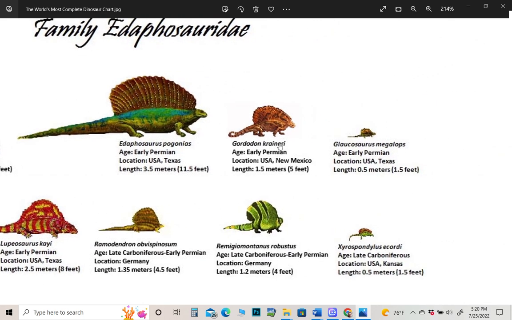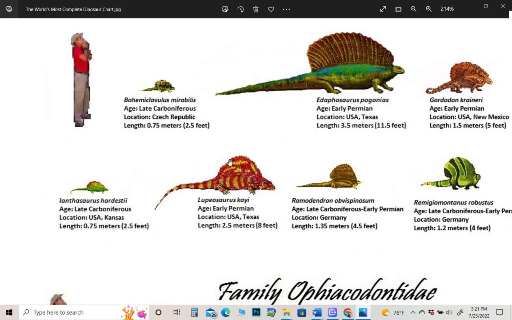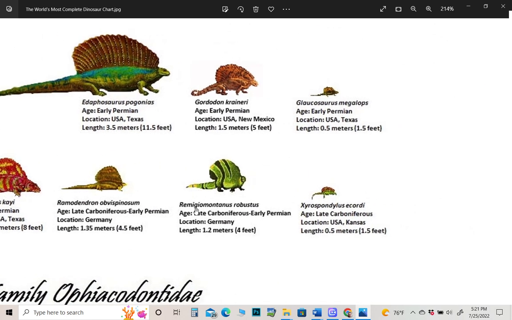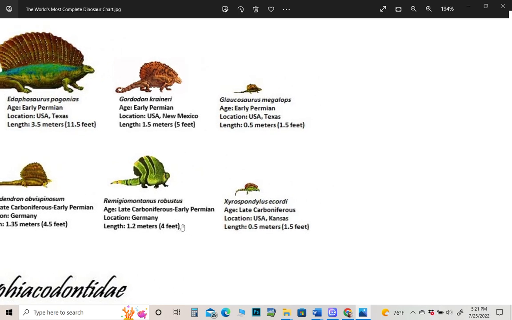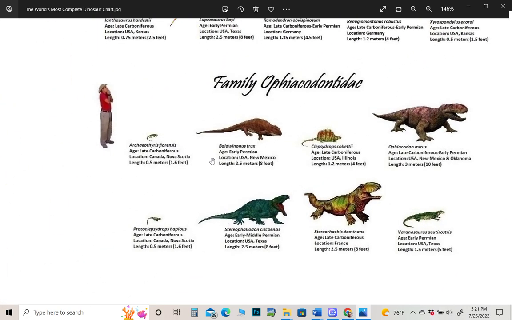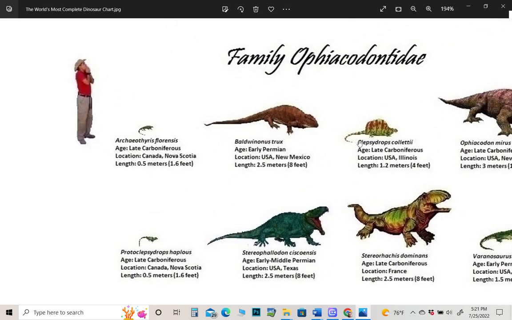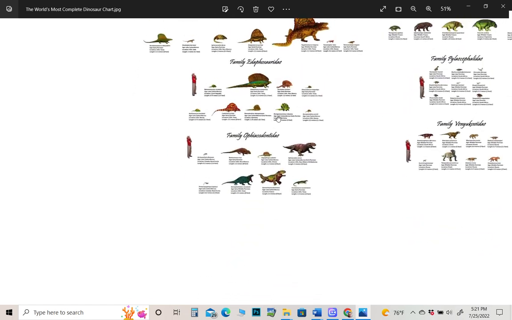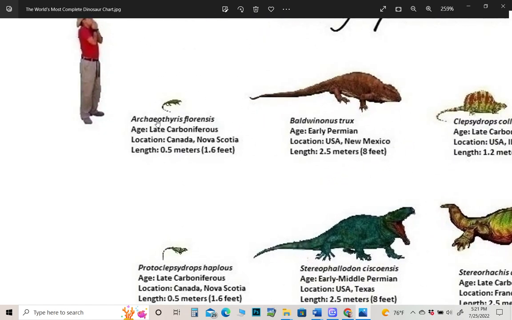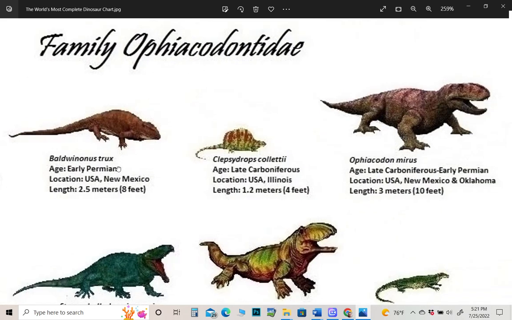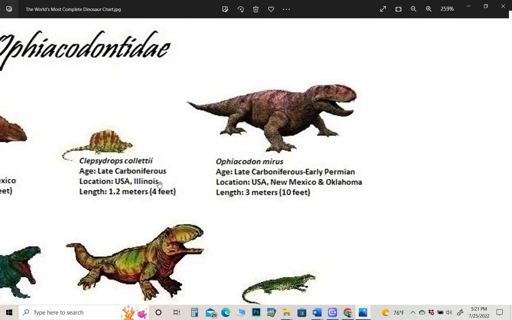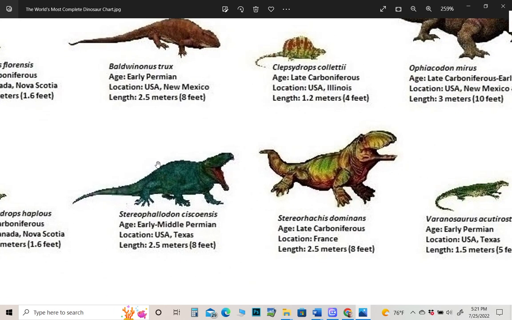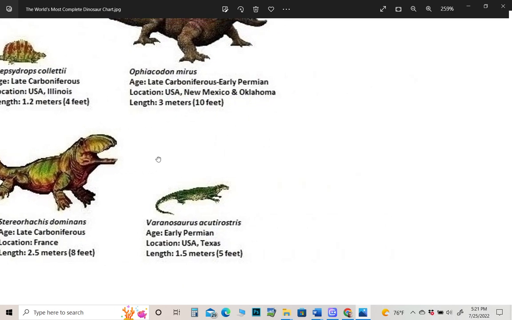Bohemiclavulus, Edaphosaurus, Gordodon, Glaucosaurus, Ianthosaurus, Lupiosaurus, Ramodendron, Remigiomontanus, Xyrospondylus, and Ophiacodon. This one also includes one with another fin on it, which I think is the only one with a fin that's not in the Edaphosaurs or the Sphenacodonts. Archaeothyrus, Baldwinonus, Clepsydrops, Ophiacodon, Protoclepsydrops, Stereophelodon, Stereorhachus, and Varanosaurus.